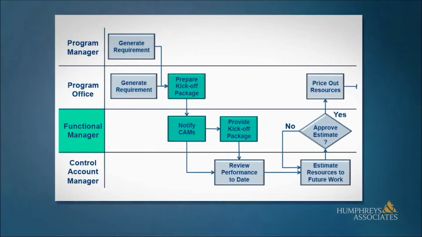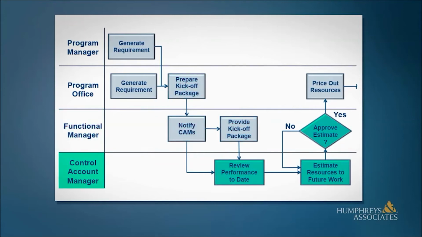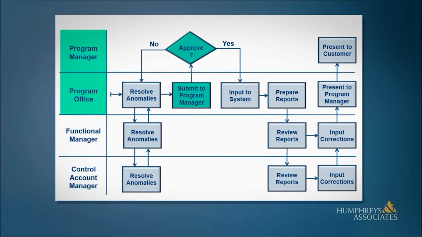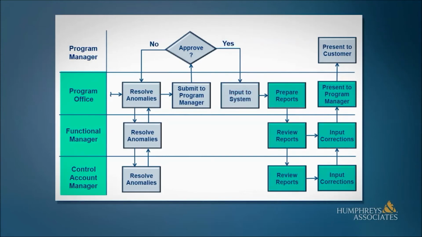The project office puts together a kickoff package that has all the assumptions, such as schedule and rates to be used. The IPTs and CAMs prepare resource estimates and review these with their functional managers. The project office prices out the resources. And together with the CAMs, IPTs, and functional managers, resolves any anomalies or disconnects. The information is reviewed with the project manager and, if acceptable and approved, is input to the automated performance measurement system. The reports are reviewed for accuracy and results are compiled.